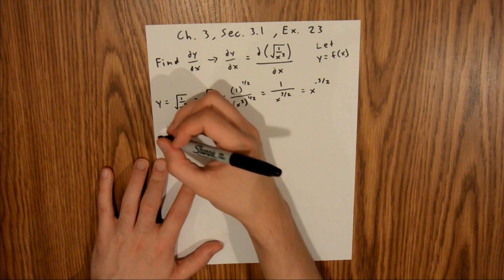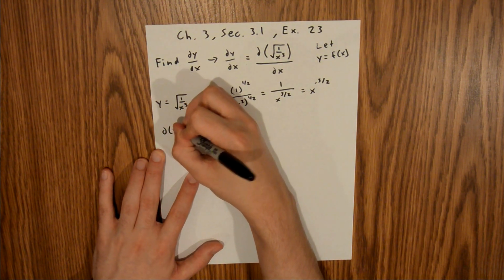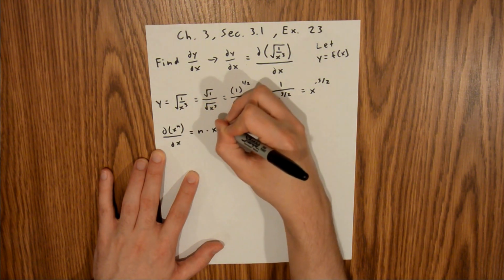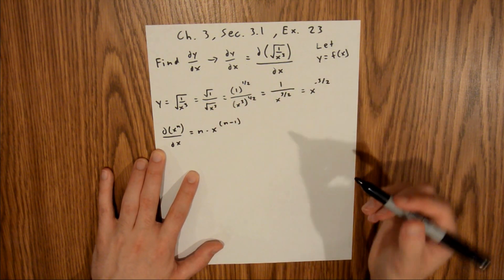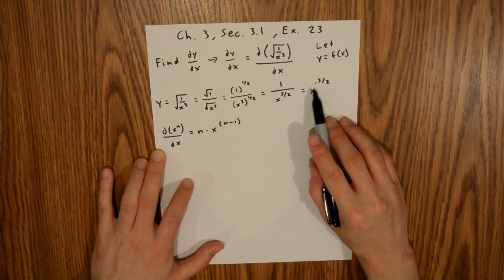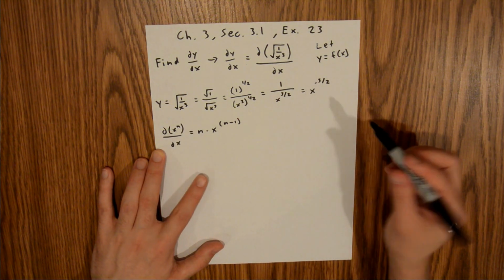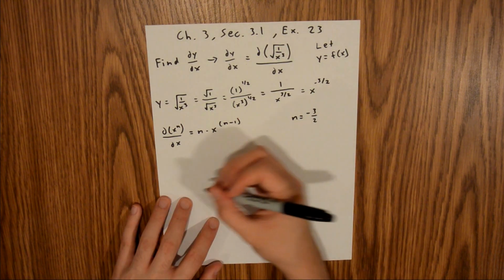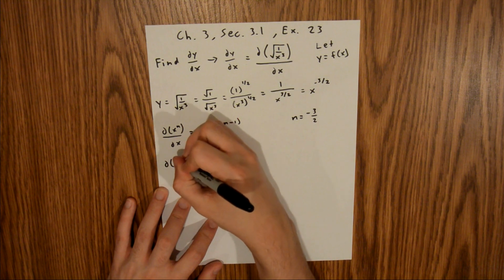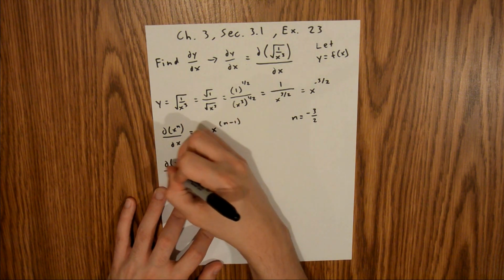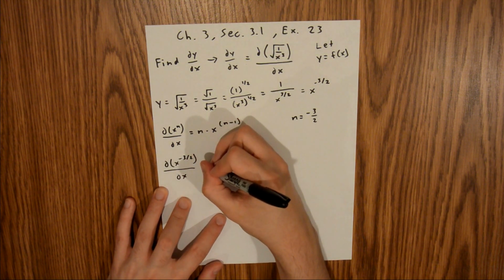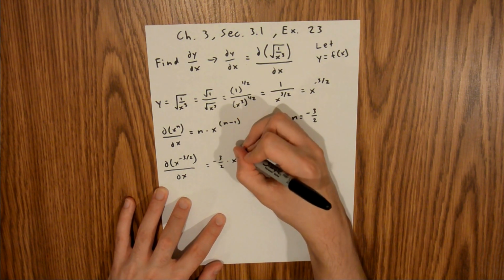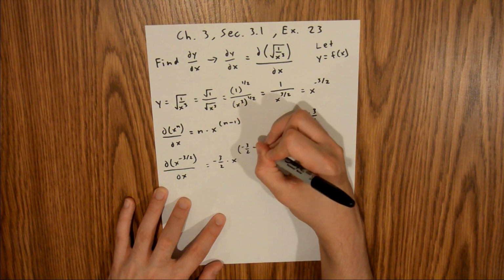And now the power rule states that the derivative of x to the n with respect to x is equal to n times x to the n minus 1. And now in our case, x to the n is this exponent right here. So n is equal to negative 3/2. And that means that the derivative of x to the negative 3/2 with respect to x is equal to n, which is negative 3/2, times x to the n minus 1.